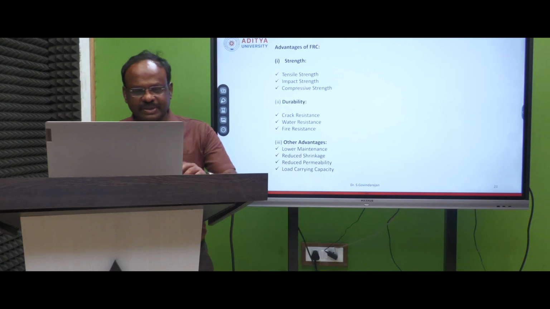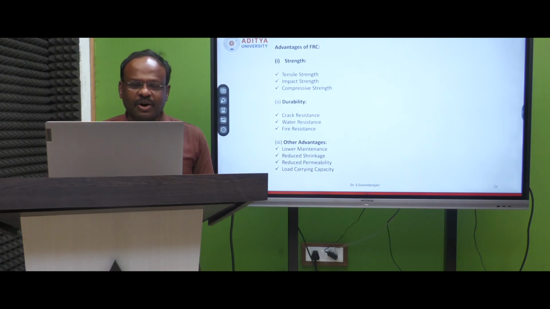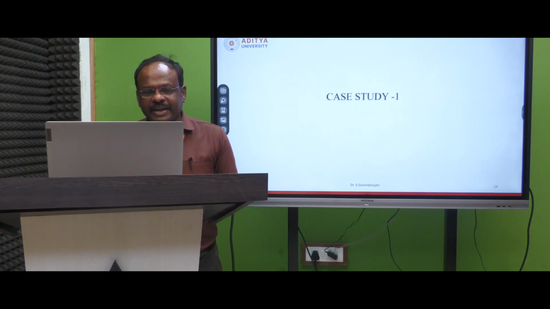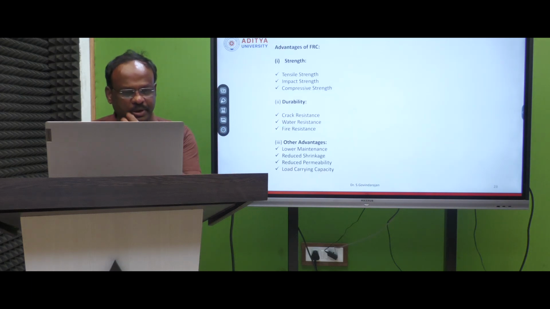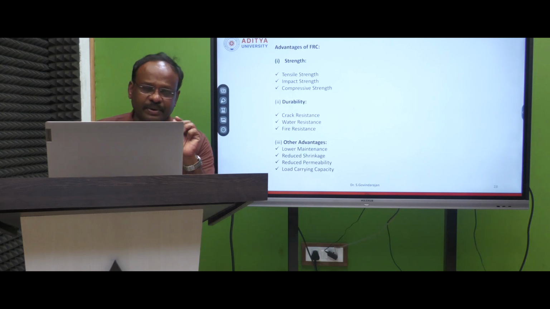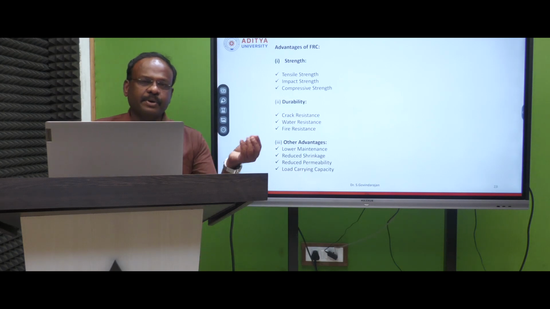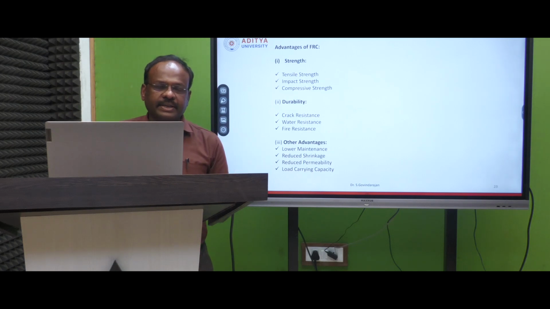And here I will show some of the parameters for the advantages of fiber reinforced concrete. Here I will show various parameters, right? For strength, durability and some other advantages. For strength, there are three types: tensile strength, impact strength and compressive strength. Regarding tensile strength, when a building has more than some value, load will be acting in the future.